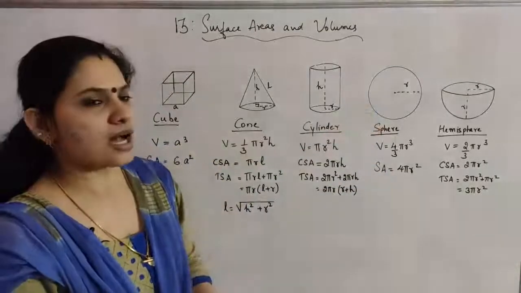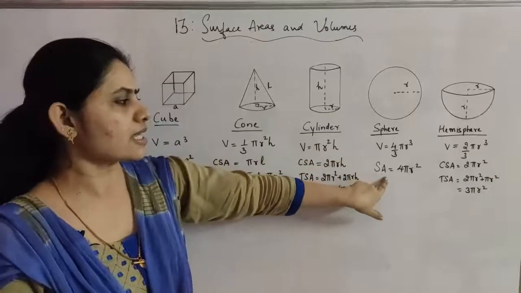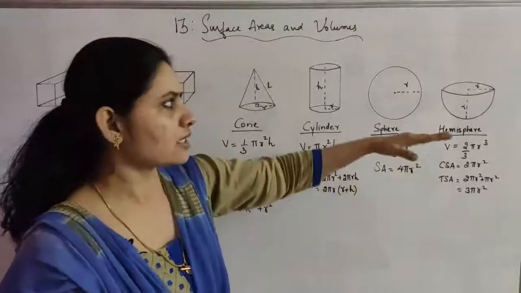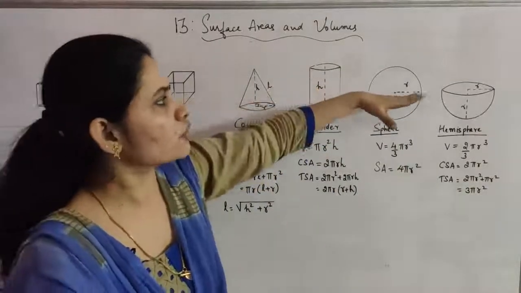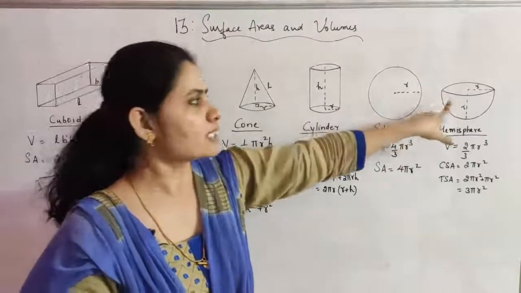Next is sphere. Again the radius is r, then the volume of the sphere is 4 by 3 pi r cube, and surface area is 4 pi r square. Next, when you consider hemisphere, it is actually the cutting. If you cut this solid, the sphere, you will get hemisphere.